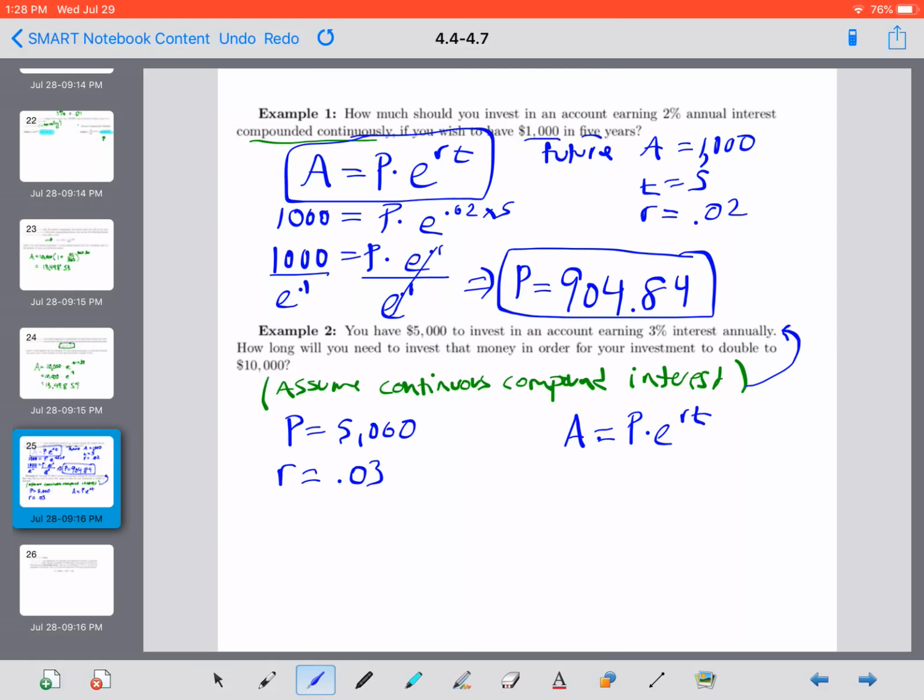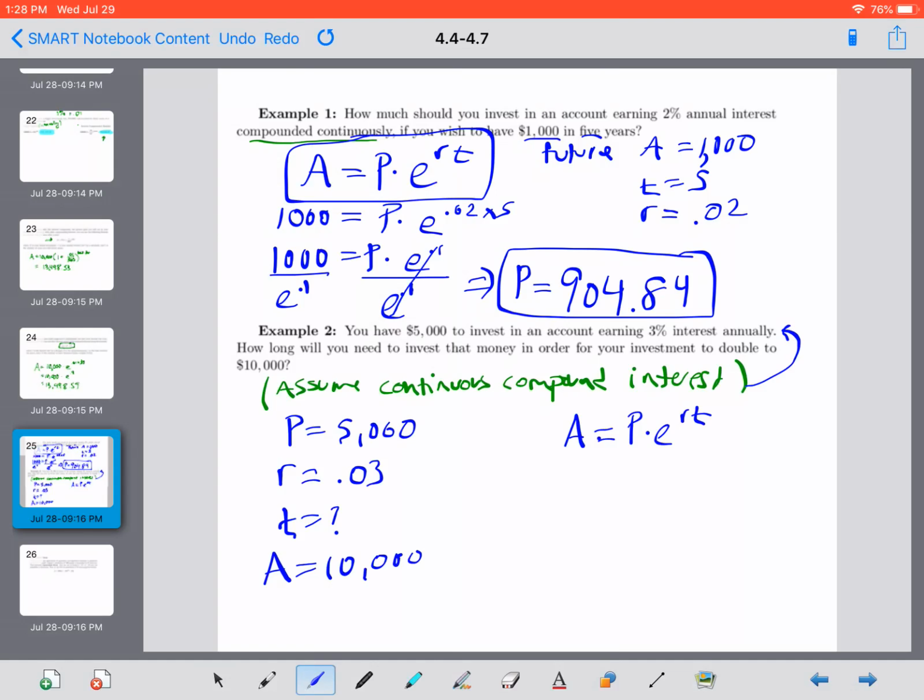How long would you need to invest that money? Ooh, we don't know that. We're looking for the time here. In order for your investment to double to $10,000. So they want to know how long should your amount of time be if you want to have $10,000 in the future. Okay.